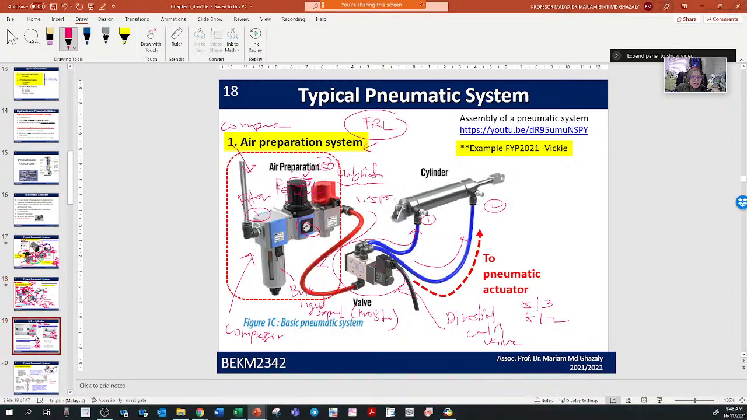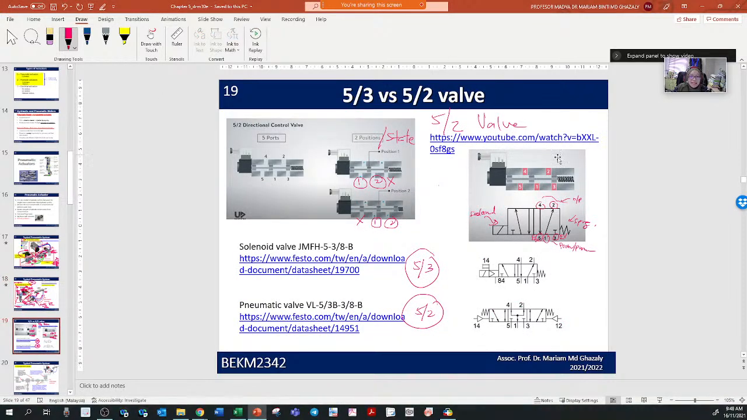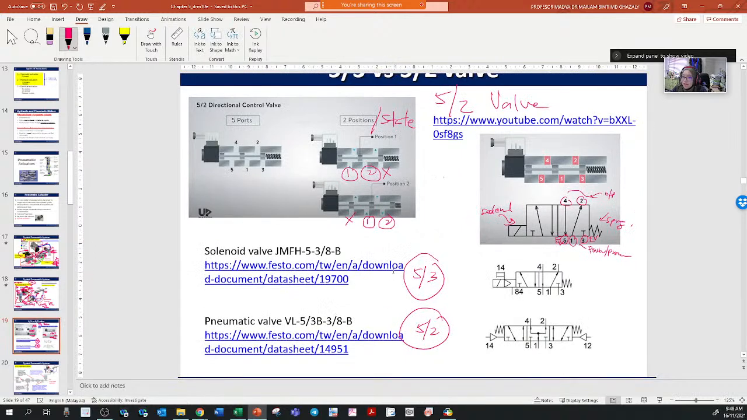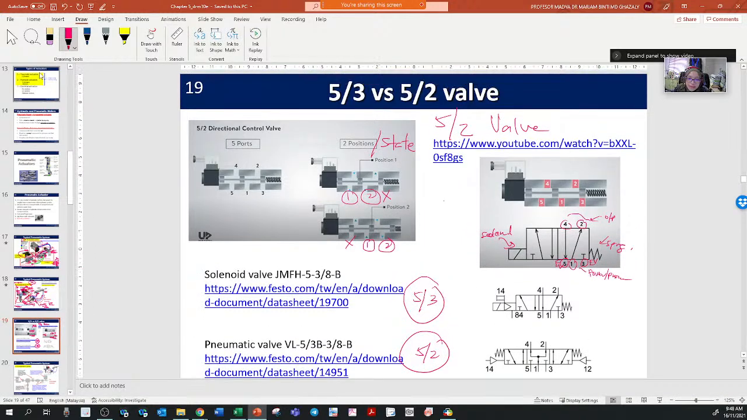Okay, so now let's look at the 5-3 and 5-2 valve. This one was already explained by your friend, but for the sake of sharing again, since I already prepared, let's look at the 5-2 valve. Okay, so the 5-2 valve, the one that I showed on the screen here. You can see that 5 means you have 5 ports. 2 ports are for the input.